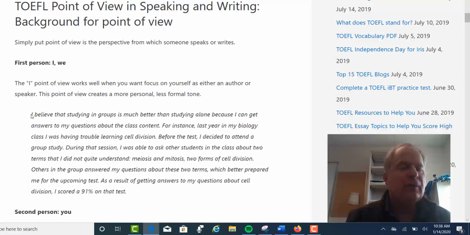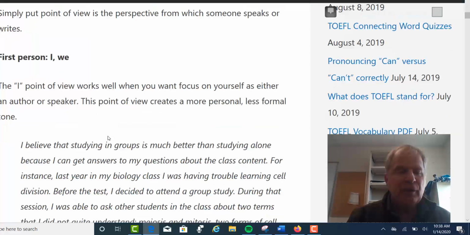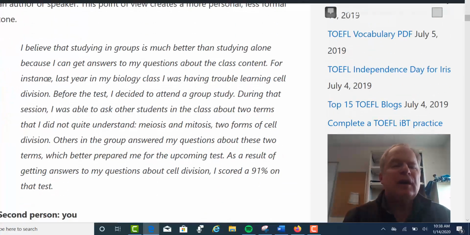So here's an example. It says, I believe that studying in groups is much better than studying alone because I can get answers to my questions about the class content. For instance, last year in my biology class, I was having trouble learning cell division. Before the test, I decided to attend a study group.